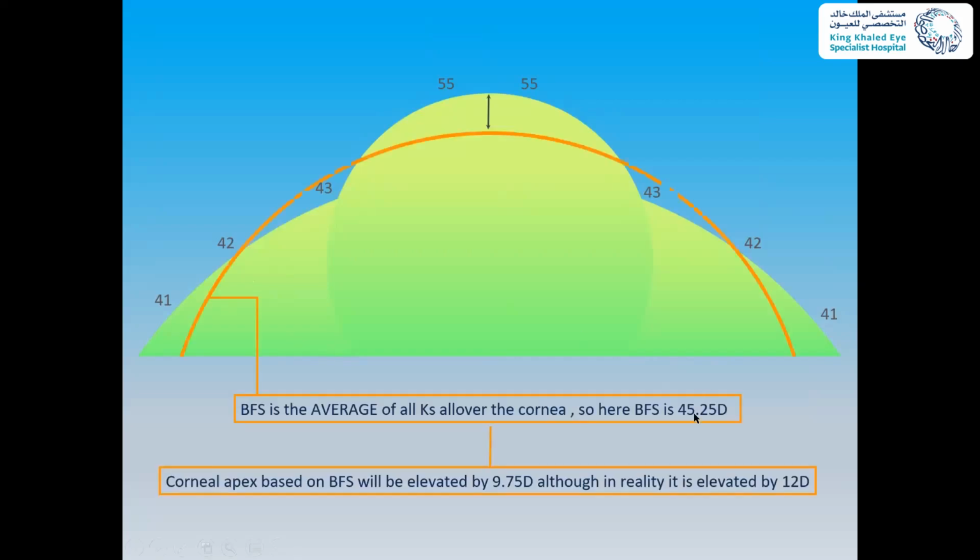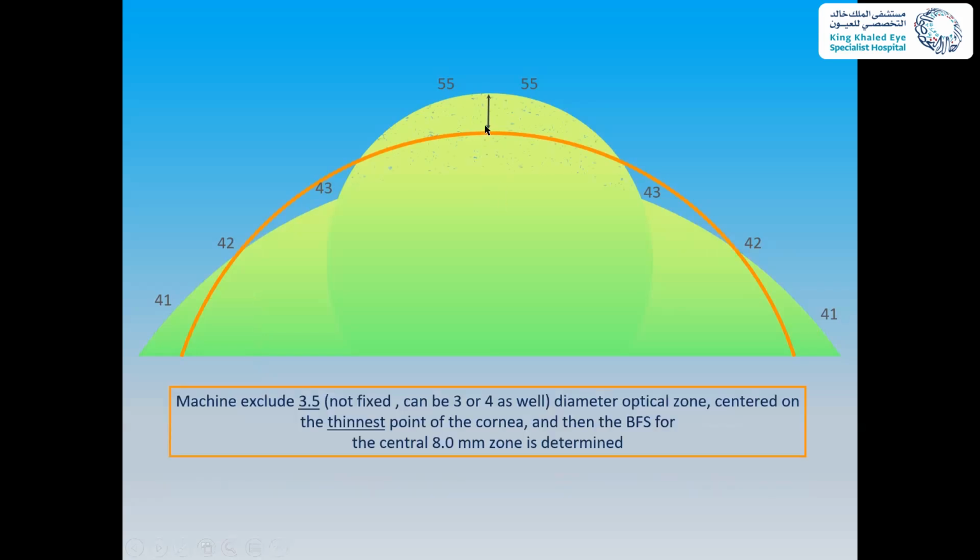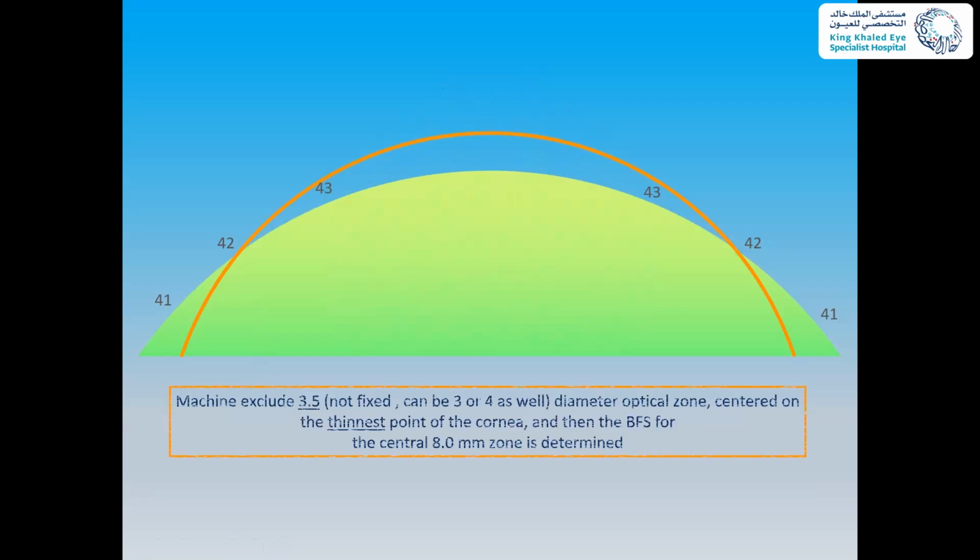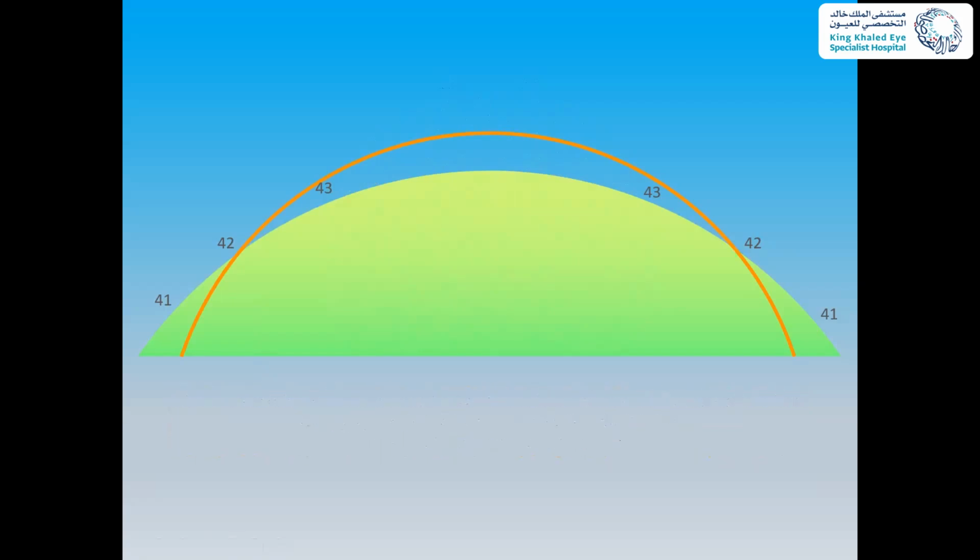So here the best sphere fit is 45.2, okay? So if it is 45.2, then the elevation is just 9.75. So what the machine does is exclude a 3.5 diameter optical zone around the thinnest location, okay? They remove the thinnest location, or the protrusion, and they create a new best sphere fit.